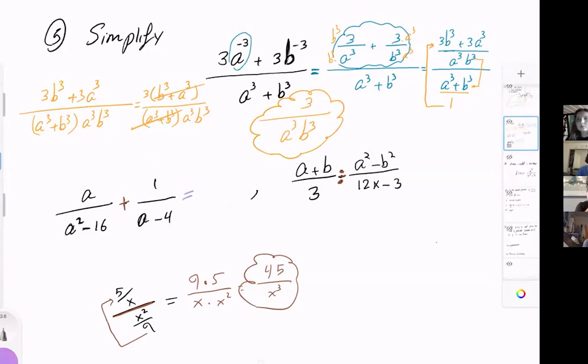For this, in order to add two rational expressions or two fractions, we should have the same denominator. The common denominator here is a minus 4 times a plus 4. So you need to multiply this by a plus 4. You're going to get a plus 4, which will be 2a plus 4 divided by a minus 4, a plus 4.